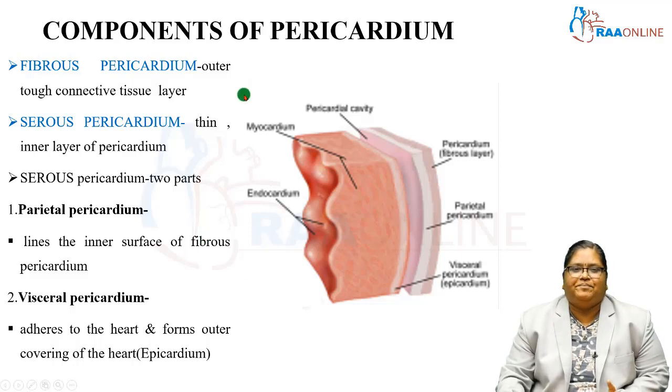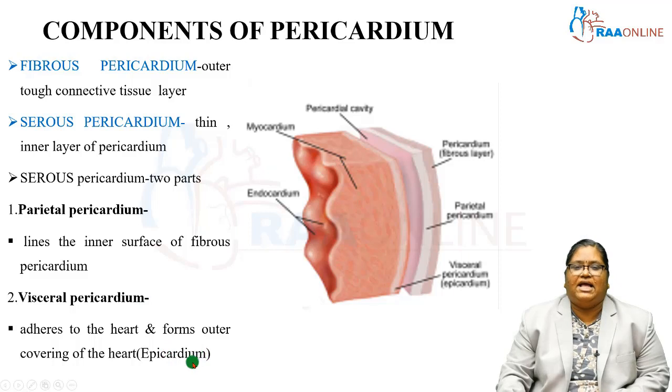Once again I repeat, the fibrous pericardium, as the name indicates, is an outer layer which is very tough and made up of connective tissue, whereas the serous pericardium is very thin and is the inner layer of the pericardium. This serous pericardium consists of two parts: the parietal pericardium and the visceral pericardium. The parietal pericardium lines the inner surface of the fibrous pericardium, whereas the visceral pericardium is adherent to the heart and forms the outer covering of the heart, otherwise known as the epicardium.